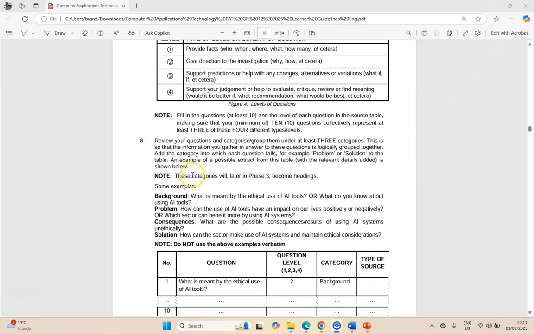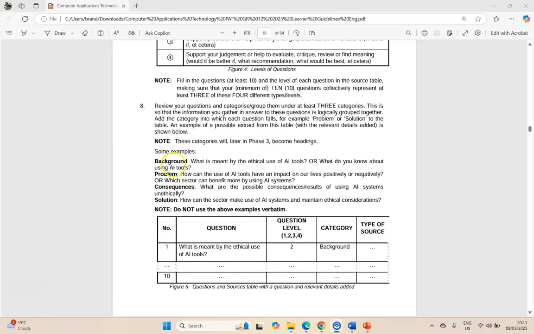And then we need to have categories for our questions. They give us some examples like background, problem, consequences, and solutions. So basically, our questions need to be grouped according to some sort of theme or category. Each question shouldn't be its own category. We need to group a couple of questions together. Just a reminder, they talk here that in our phase 3, these categories are going to be headings in our research aspect with our findings and our information.